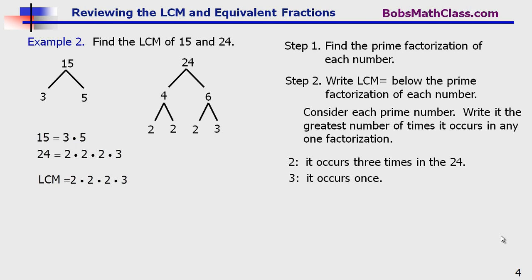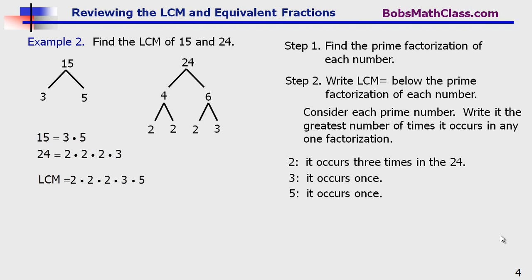And now the number 5. What's the greatest number of times that it occurs in any one row? That is once. So we'll multiply that all out, and that'll give you your LCM. You go in order. 2 times 2 is 4. 4 times 2 is 8. 8 times 3 is 24. And then 24 times 5 gives you 120.